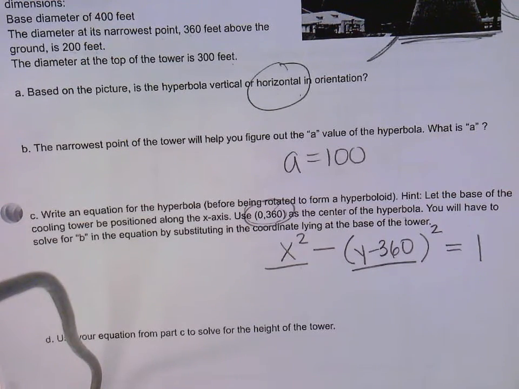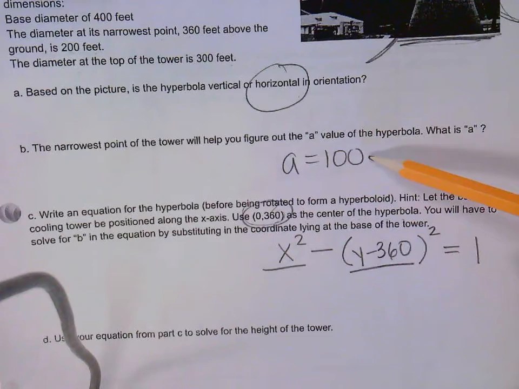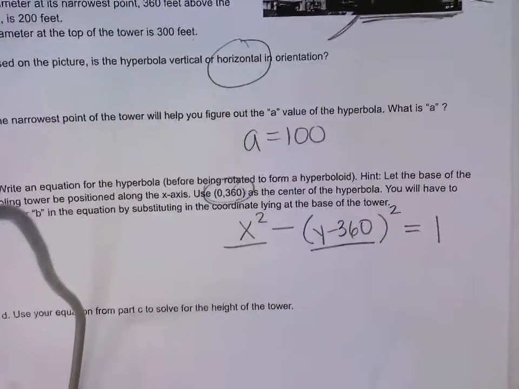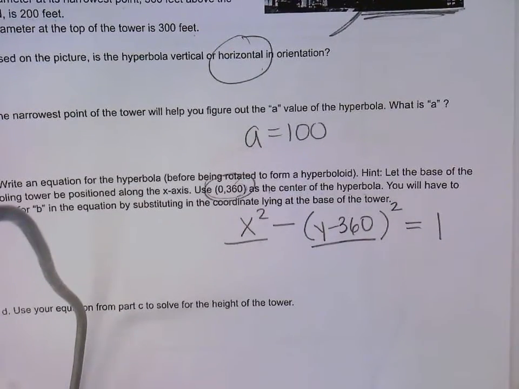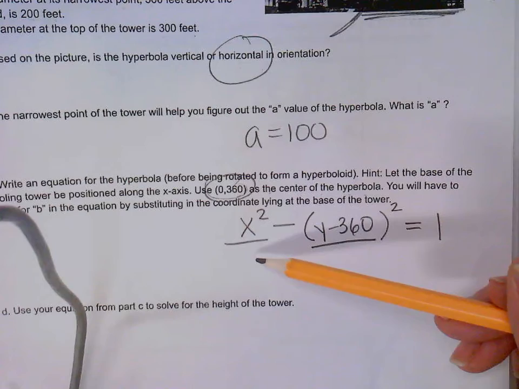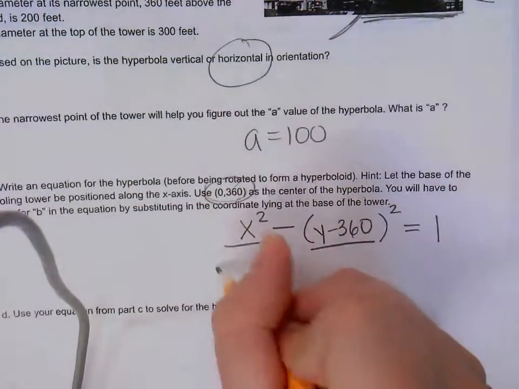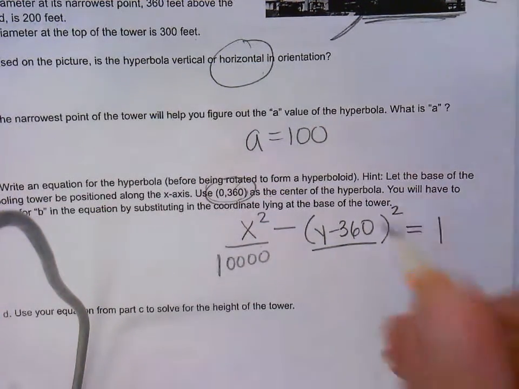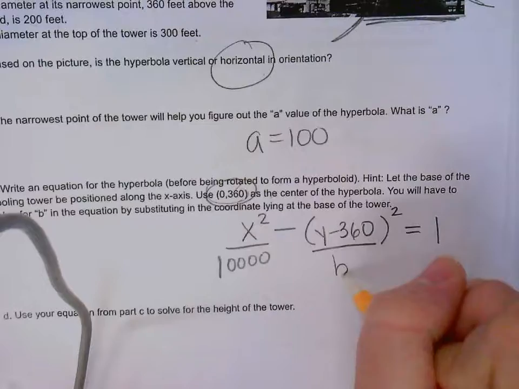All right, what was my A value? My A value was 100, we decided, right? Because that's what we found was half of this width. So I'm going to put 100 squared in the denominator, right? So 100 times 100 would be a 1 with 4 zeros. I need to solve for B. So I'm just going to write B squared down here.